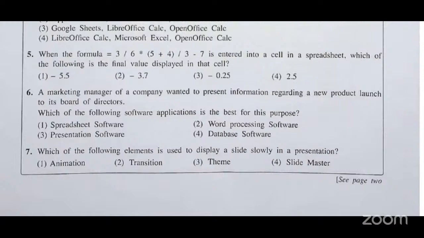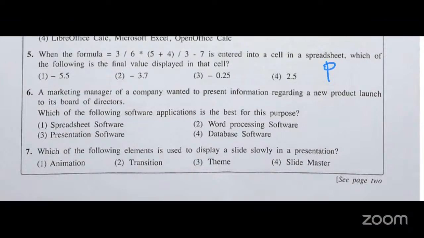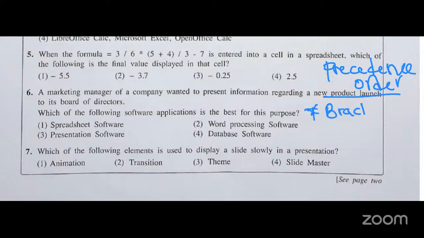So it's very simple, kids. When it comes to a spreadsheet, a spreadsheet has its own precedence order. So the first priority, as usual, is taken by brackets. Then it's the exponent, which is power, which is indicated like this.